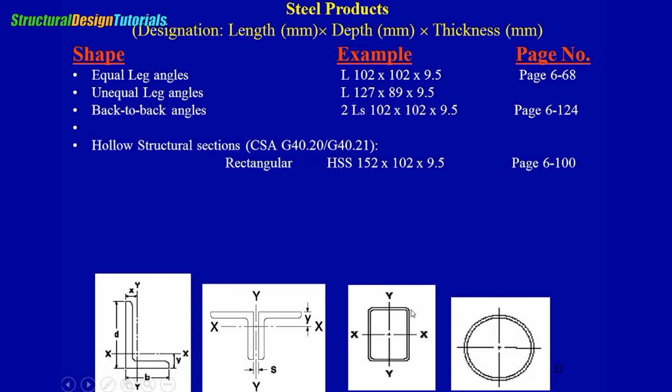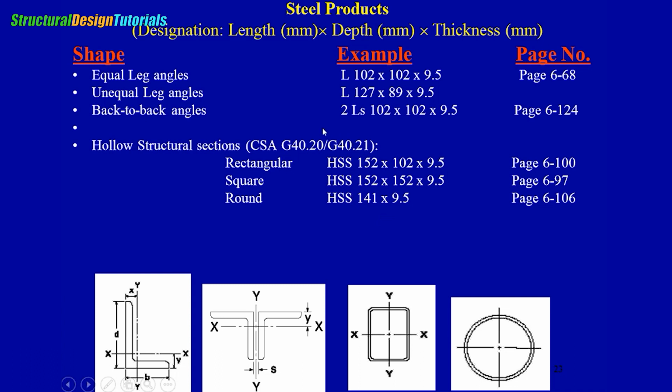We have also hollow structural shape. That hollow structural shape can be rectangle, square, or circle. So if it is rectangle, the total depth is 152 millimeter, for example. The total width is 102, and the thickness of the plate is 9.5. If it is a circle, the outer diameter is, for example, 141 millimeter, and the thickness of the wall is 9.5. Here we have two types of hollow structural shape. If you take the first letter of each one, it will be HSS.